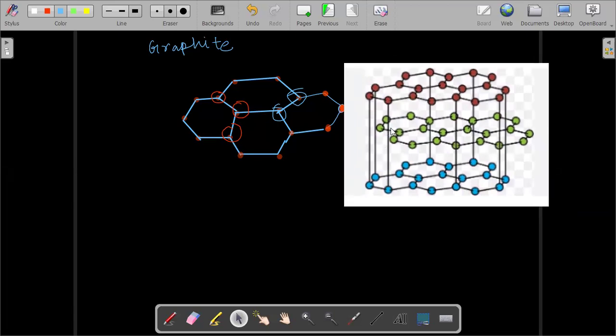You can see here a top layer of hexagonal plates, each carbon atom combined to three other carbon atoms, another hexagonal plate here and another hexagonal plate. So that difference in their structures gives rise to their difference in properties. Understood everyone, graphite and diamond?